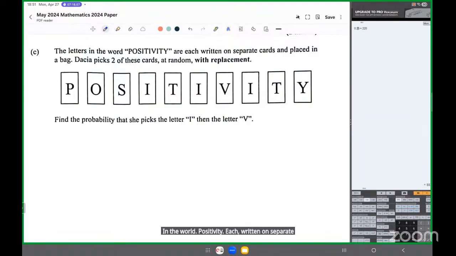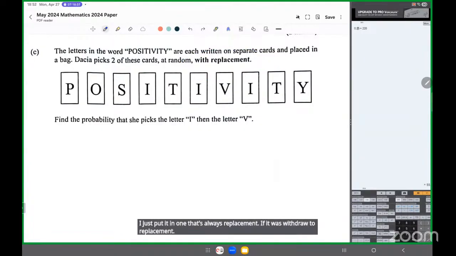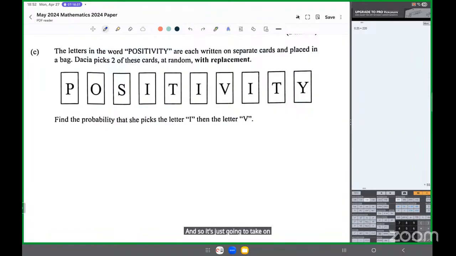and placed in a bag. She picks two of these cards at random with replacement. With replacement means that she takes it out and puts it back. If it was without replacement, she would take out a card and not put it back, so the probability, or the sample set, would have changed.